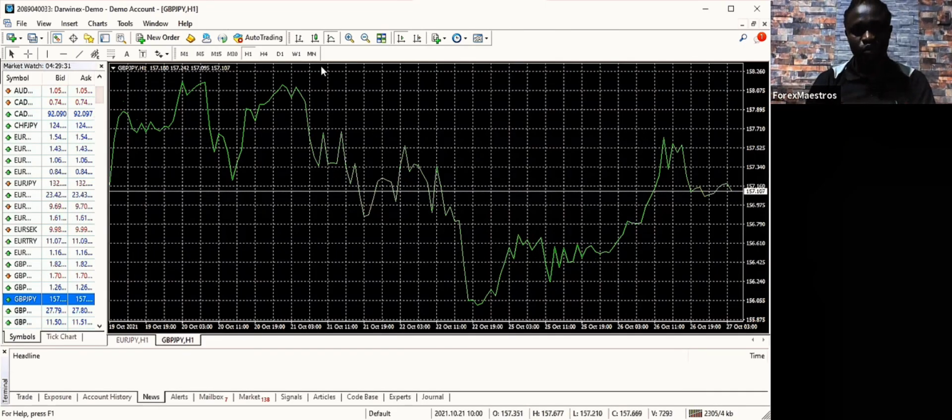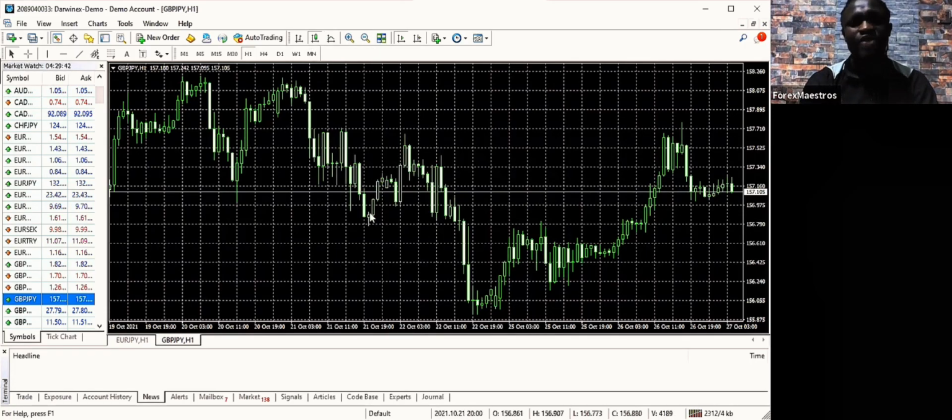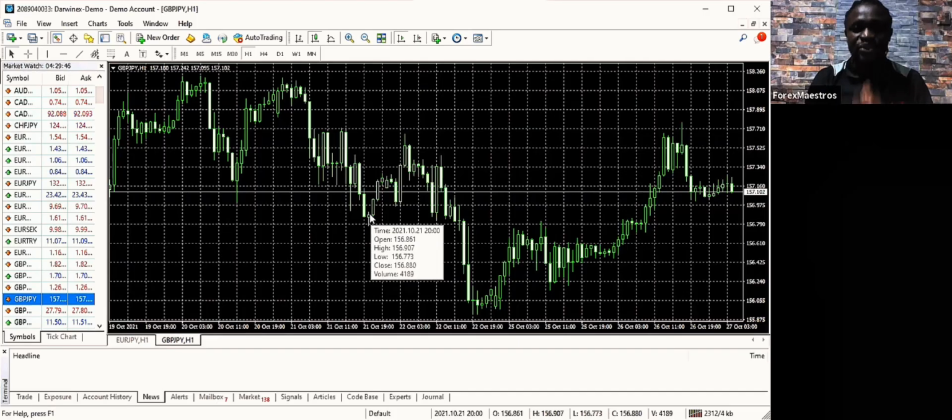Which do we use most? I'm sure you know the most popular is the candlesticks. We use the candlestick. Always check the candlestick. Why do we use the candlestick? There is a strategy called candlestick pattern. You see, candlestick on its own is a strategy.